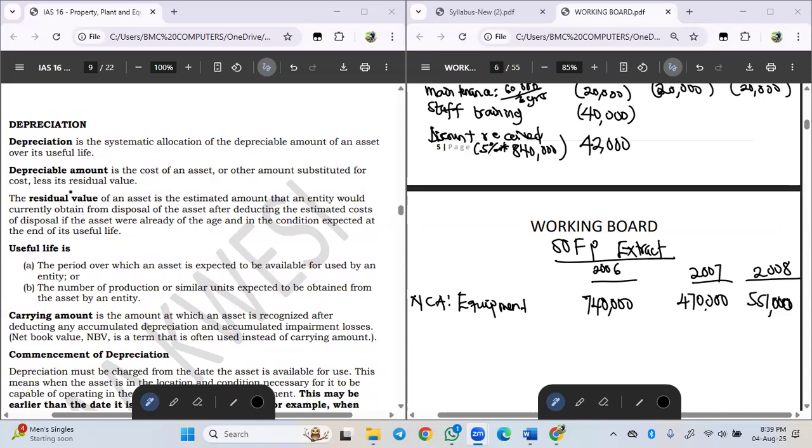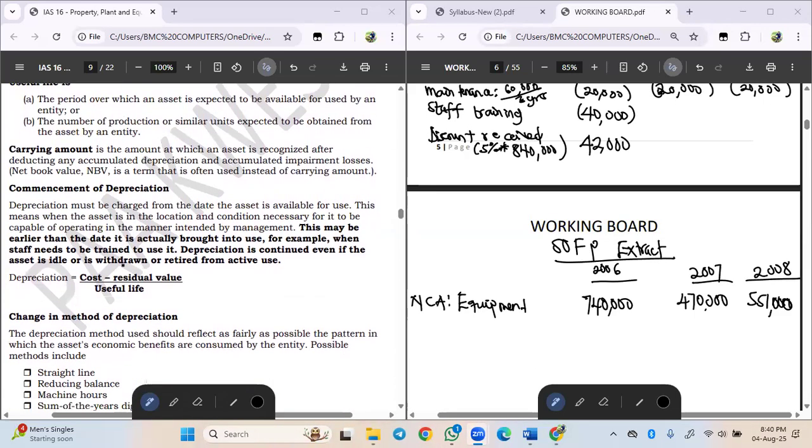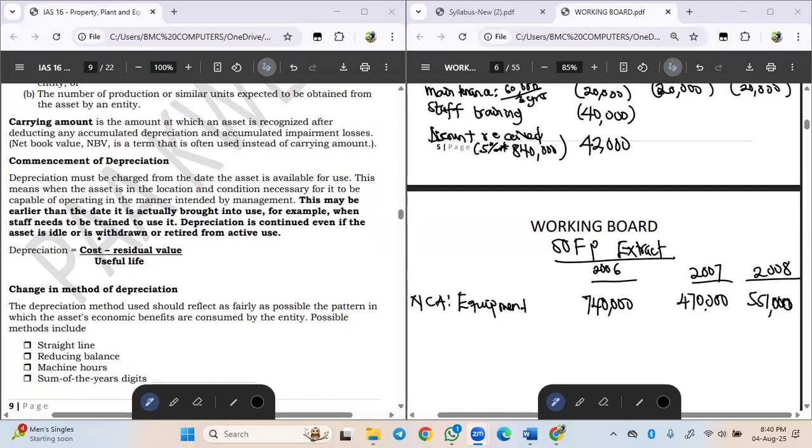Yes. Useful life: the period over which an asset is expected to be available for use by the entity. Carrying amount. You are saying that it's just the cost, okay? Or the amount at which the asset is recognized after deducting your accumulated depreciation and accumulated impairment losses. So you get to impairment. The net book value, the current amount, is also the same as what? Net book value.